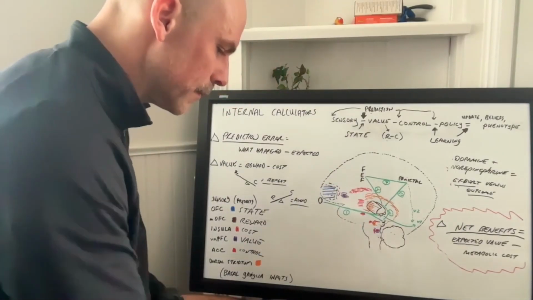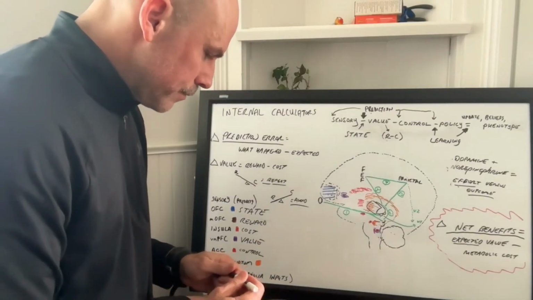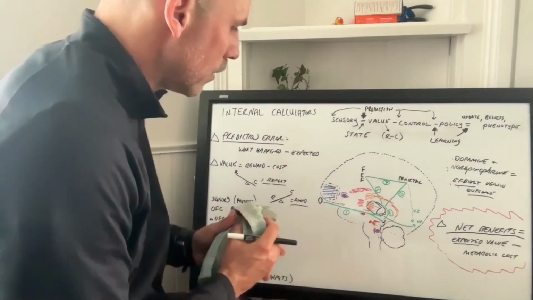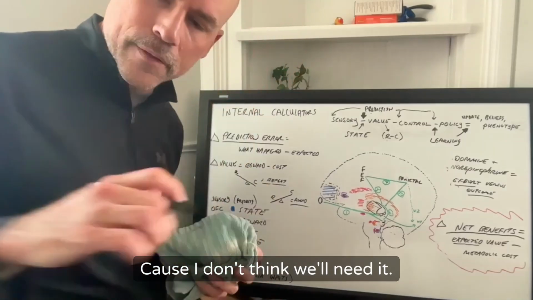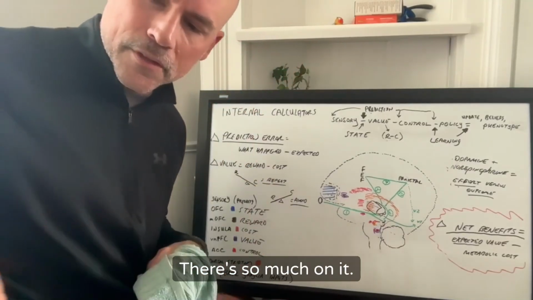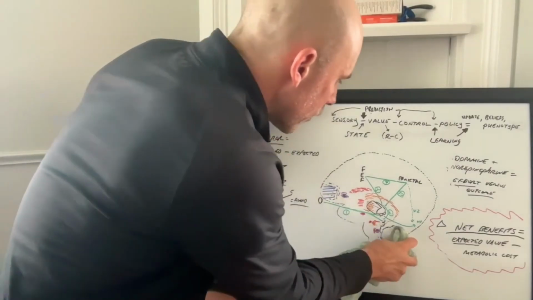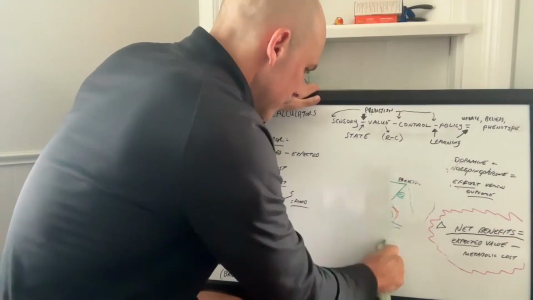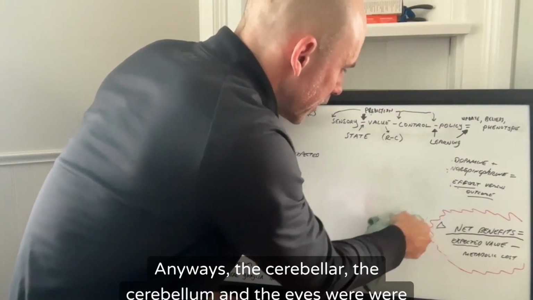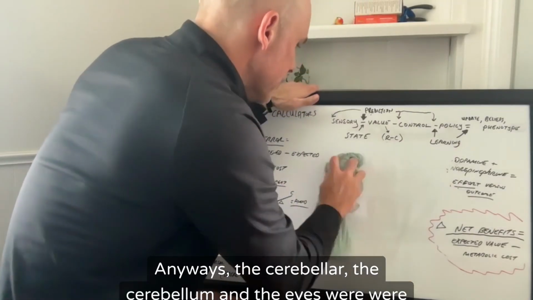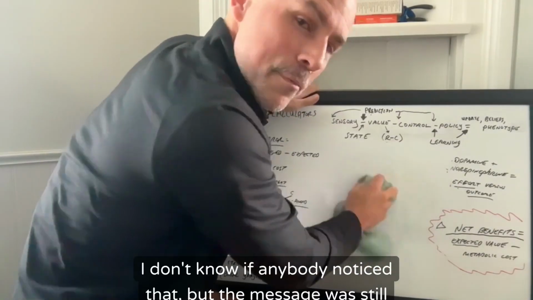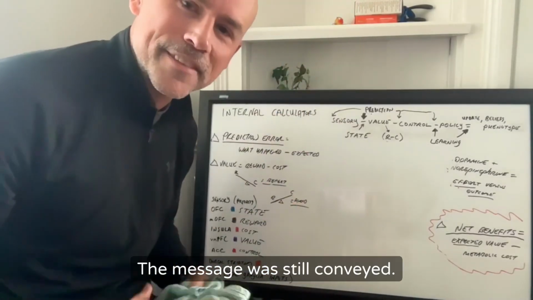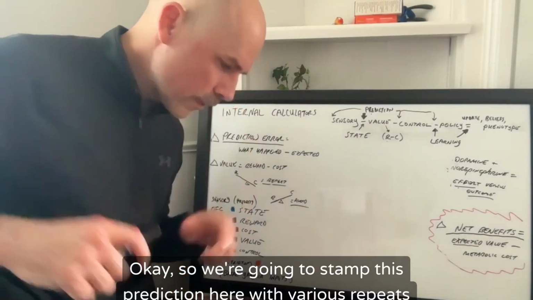Okay, so let's go ahead and erase this here, because I don't think we'll need it. I hate to erase it though. There's so much on there. It's gone. It was a little offset anyways. The cerebellum and the eyes were off. I don't know if anybody noticed that, but the message was still conveyed. That's what matters. The message was still conveyed, okay?